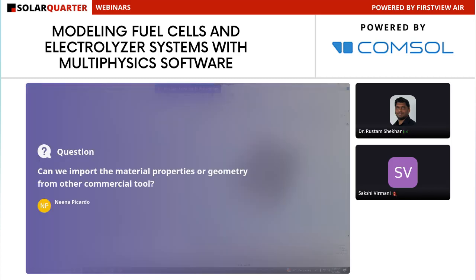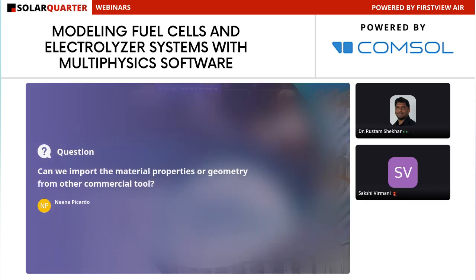Can we import the material property or geometry from other commercial tools? Yes, as we showed in the last slide of our presentation, you can import geometries from other commercial platforms like SolidWorks or Pro-E and others. If there are any material properties, those can also be imported in the form of new materials, and you can make your own material gallery where you store them, work on those materials, and compare them in different formats. I hope that answers your query.